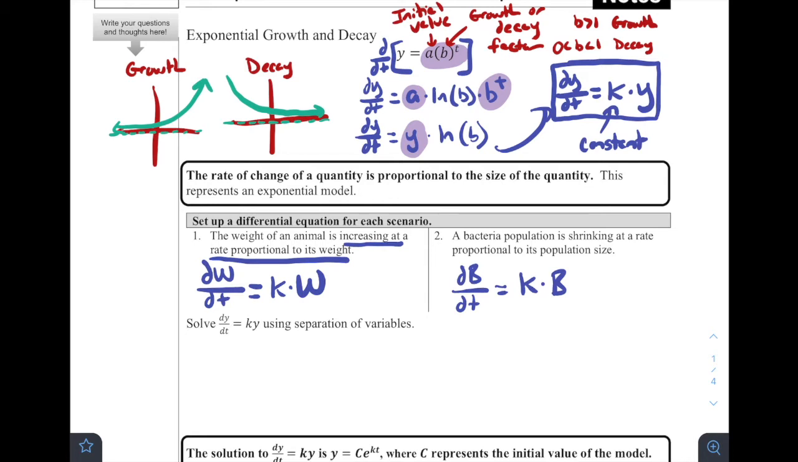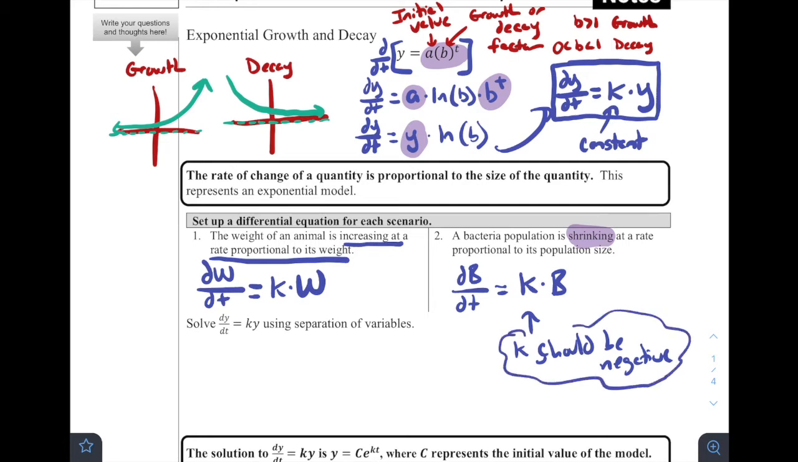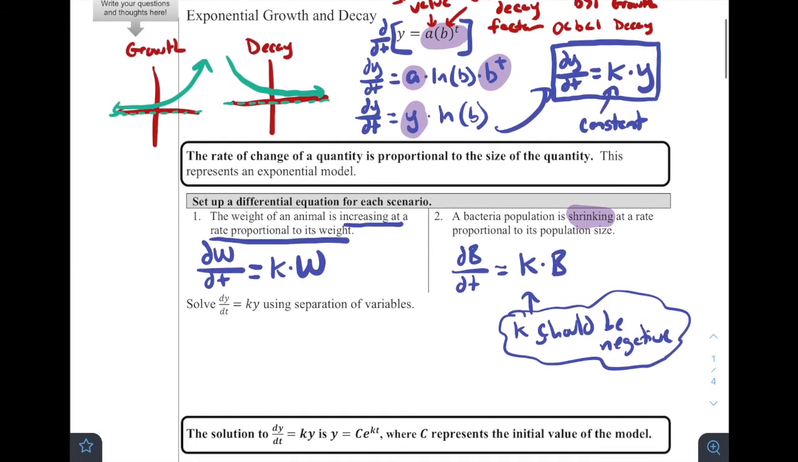Now, because they said here that it's shrinking, I am going to assume that the k value should be negative. So k should be negative because it is getting smaller as time goes on. I'm assuming that when I eventually solve for it, I expect a negative number because it is shrinking in this case. If it was growing, then our k would be positive.